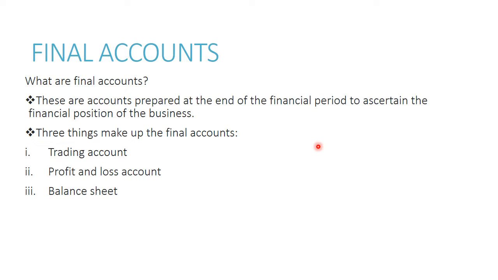Final accounts are accounts prepared at the end of every financial period to determine whether the business is making profits or losses. They would want to determine the financial position of the business. So when we are discussing these final accounts, we are looking at three things. What are these three things? The first one is the trading account. We talk about the profit and loss account and also the balance sheet. So these are the three things that constitute what we call final accounts.